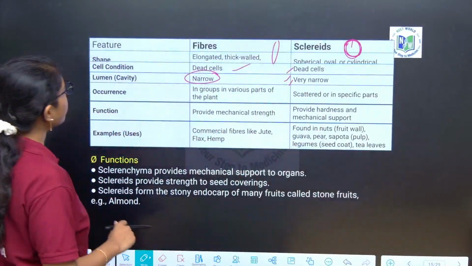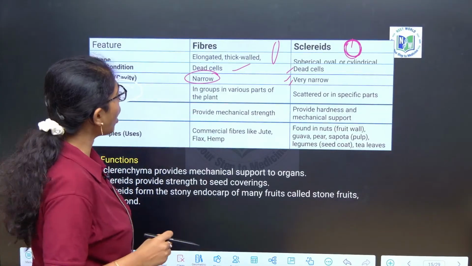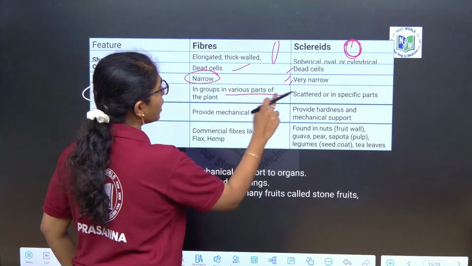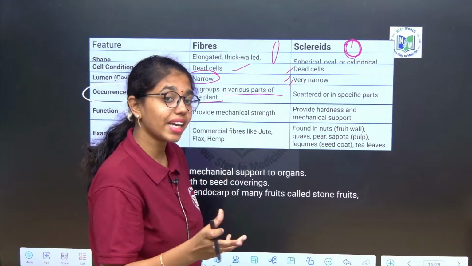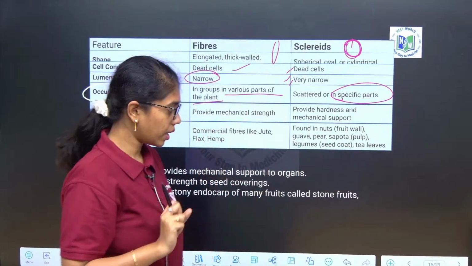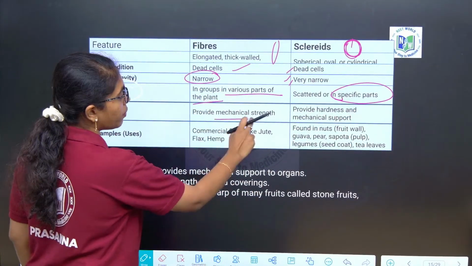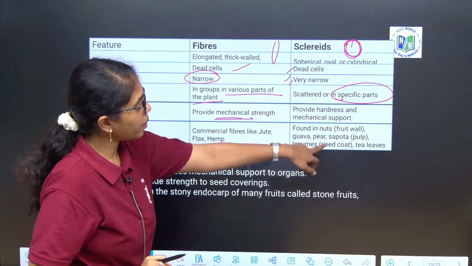Yes. So here if you see occurrence, where does the sclerenchymatous tissue occur? In groups in various parts of the plants, and they are scattered in specific parts. Sclerites are scattered in specific parts. And functions, they provide mechanical support. Where are they present specifically?